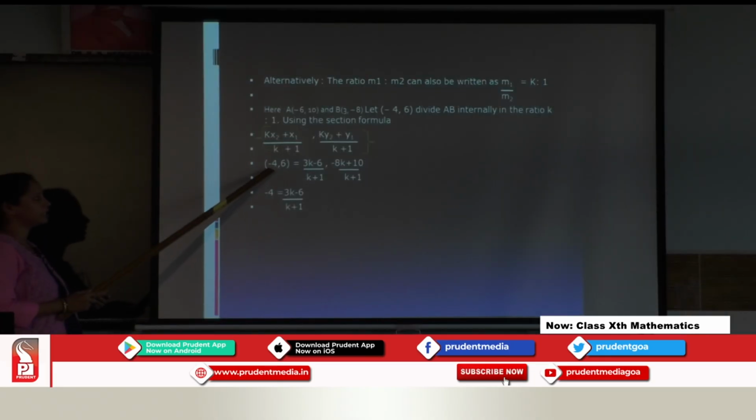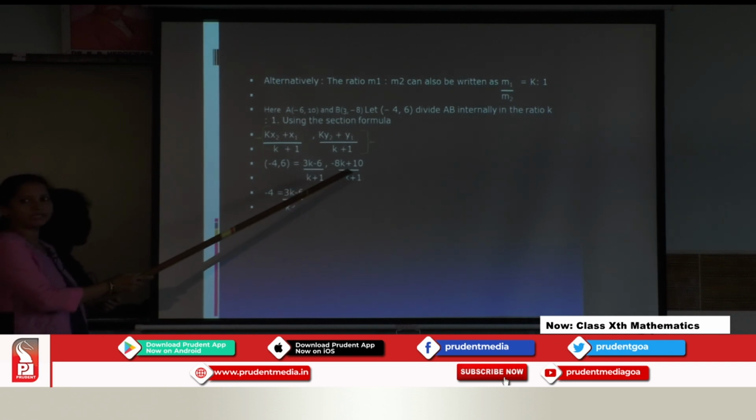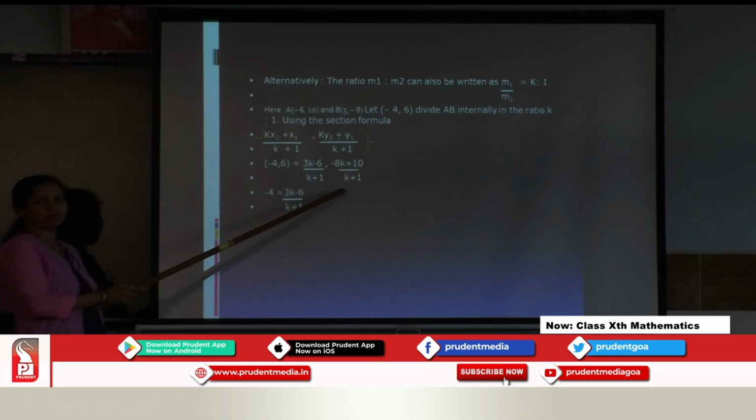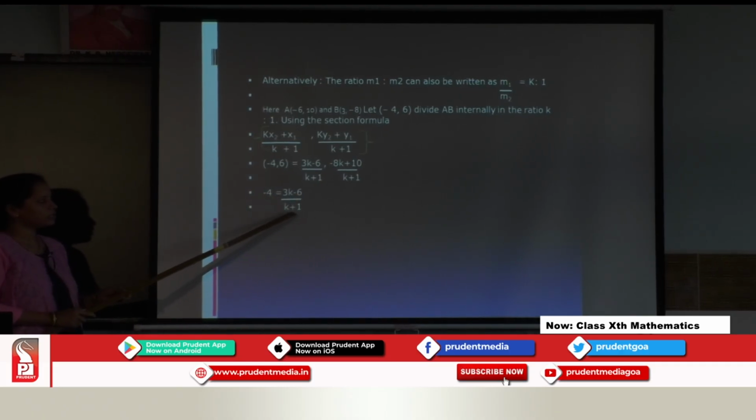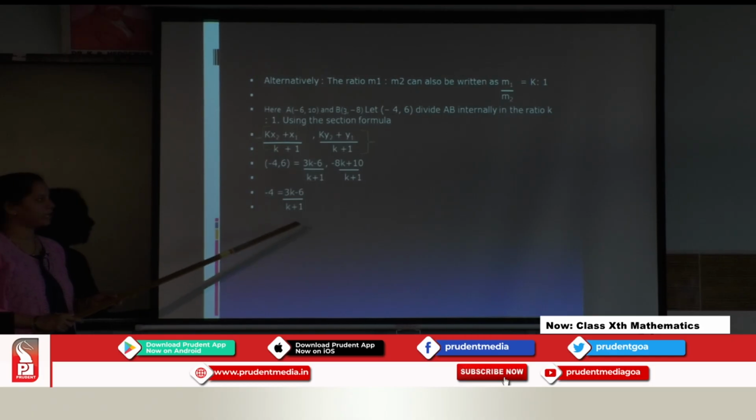So that is why minus 4 is equal to (3k minus 6) upon (k plus 1), and 6 is equal to (minus 8k plus 10) upon (k plus 1). So that's why we got minus 4 is equal to (3k minus 6) upon (k plus 1). Now we have to cross multiply to get the value of k.